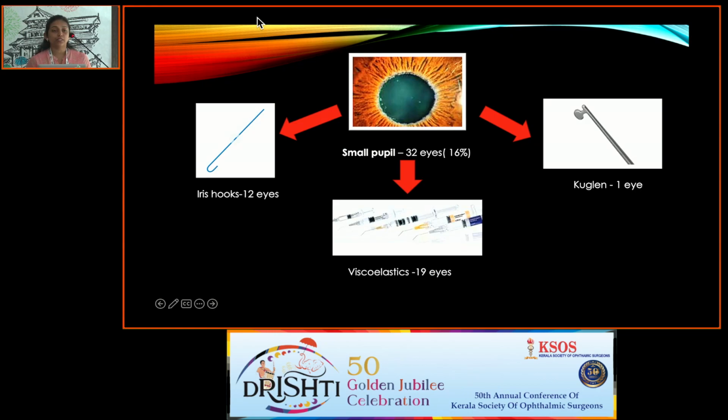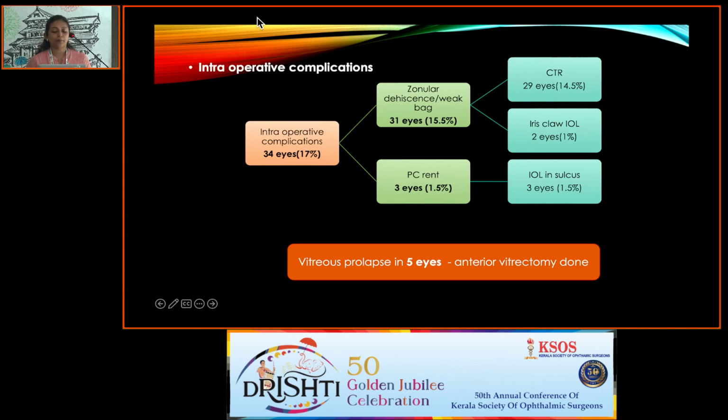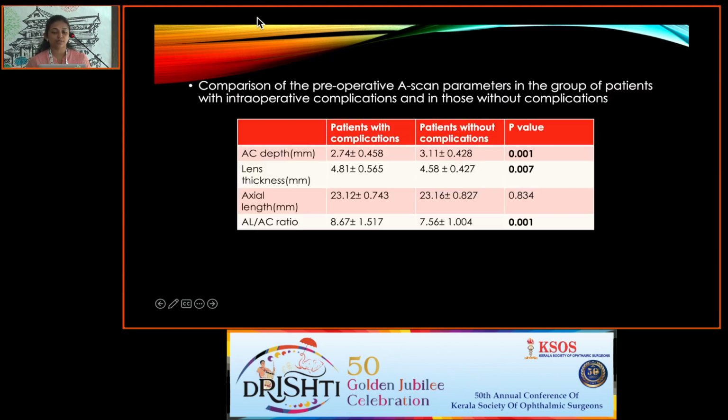Small pupil was found in 32 eyes, which were managed with iris hooks in 12 eyes, viscoelastics in 19 eyes, and Malyugin ring in 1 eye. Intraoperative complications were noted in 34 eyes, among which zonular dehiscence or weak bag was present in 31 eyes, which was managed with a CTR in 29 eyes and iris claw IOL in 2 eyes. PC rent was observed in 3 eyes. Vitreous prolapse was noted in 5 eyes, in which anterior vitrectomy was done.